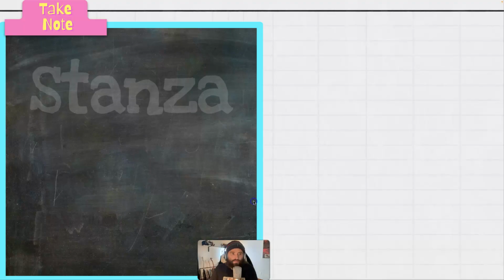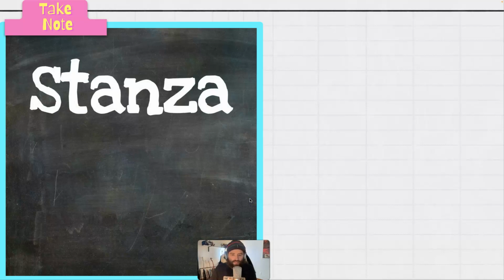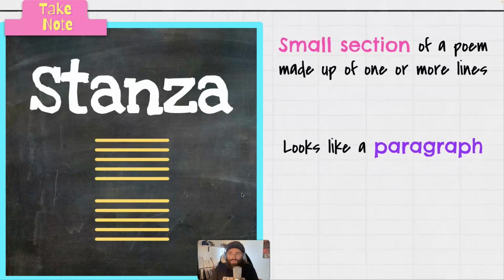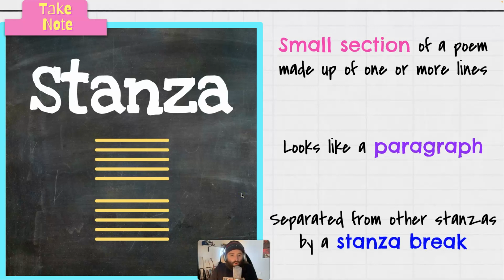So when we look at stanzas, before we look at stanzas, a line is basically, as you look at your definition, just one row in the poem. All right, from one side of the page to the next in one row. It's almost like a sentence. So then a stanza is almost like a paragraph. It's a small section of a poem made up of 1 or more lines.